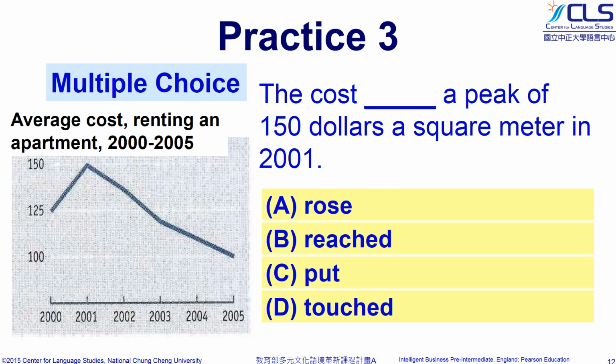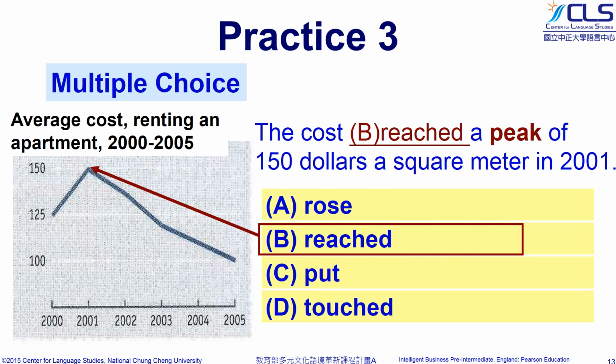Let's look at practice 3. Please read the statement and choose the best answer. You are right. The best answer is B, reached. We use reach a peak to describe the highest point of a trend.